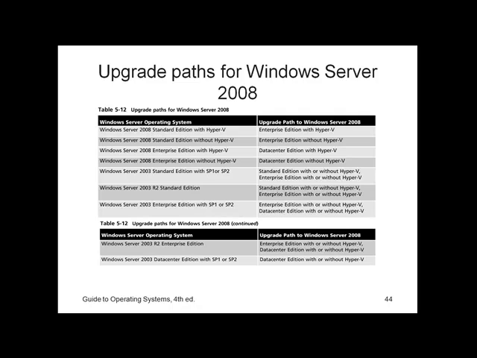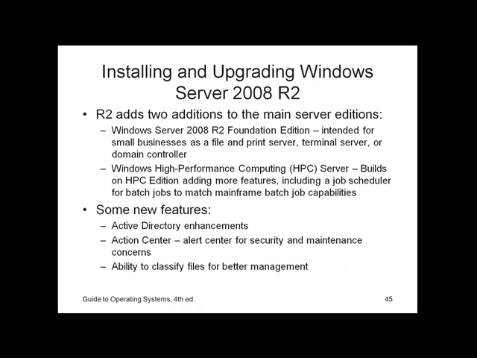Now, R2, Server 2008 Release 2, adds 2 additions to the main server editions. Windows Server 2008 R2 Foundation Edition is intended for small businesses as a file and print server, a terminal server, or even a domain controller. Windows High Performance Computing Server, or HPC, builds on HPC Edition, adding more features including a job scheduler for batch jobs to match mainframe batch job capabilities.